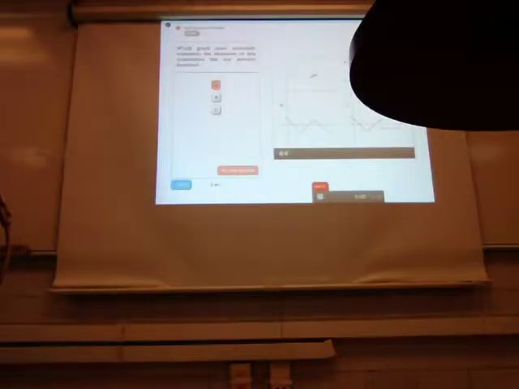Notice that the slope of this graph is positive to the left of the sharp corner and negative to the right. Which of the answer choices is positive to the left of the corner and negative to the right?